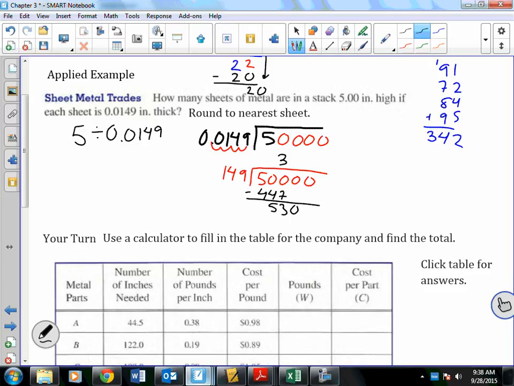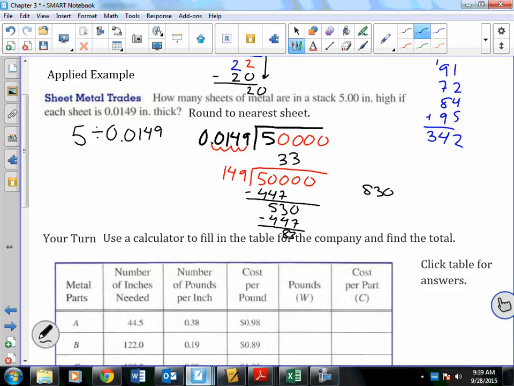Now I ask how many times does 149 go into 530? If I look at my number up above, I'll get a good estimate of what I should be guessing. Again, it's only going to go in there 3 times, so I do 149 times 3 again. I get 447. Subtract that off. I'll end up with 83 here. So then I bring down another 0, and so it looks like 830.